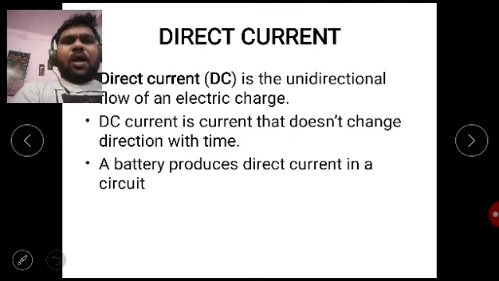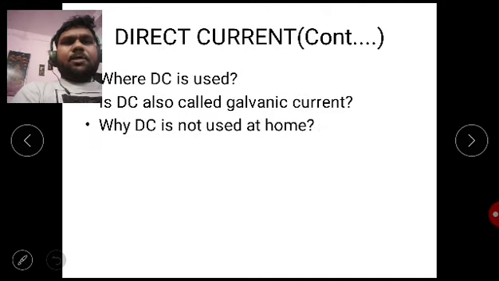Now what do we mean by direction? Direction means the direction of the flow of electrons. So electrons flow only in one direction in DC. Where is DC used? DC is also used in solar panels. DC is also used in charging of batteries, and DC is also used in aircraft panels.